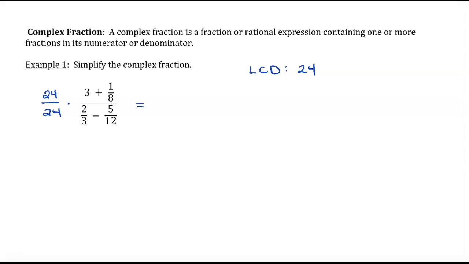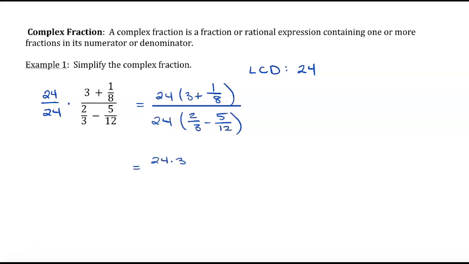We will need to distribute in the numerator and in the denominator. So we have 24 times 3 plus 1 over 8 in the numerator, and 24 times 2/3 minus 5/12 in the denominator. Now when we distribute, we have 24 times 3 plus 24 times 1 over 8 divided by 24 times 2 over 3 minus 24 times 5 over 12.